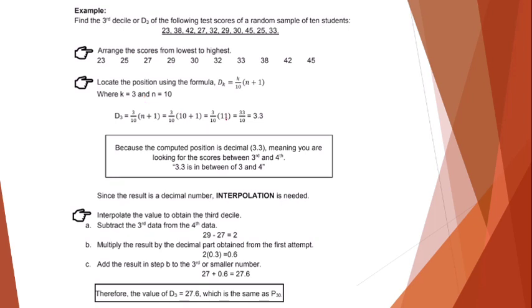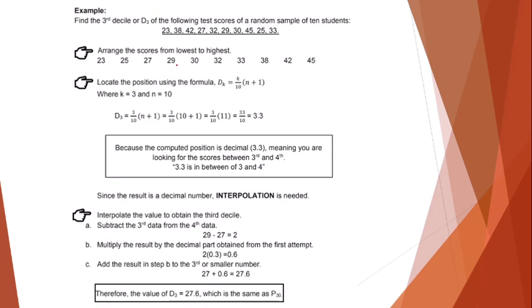Okay. So, because the computed position is decimal 3.3, ito yung result natin. So, 33 divided by 10 is 3.3. Now, because the computed position is decimal 3.3, meaning you are looking for the scores between 3 and 4. So, 3.3 is between the 3rd and 4th term.